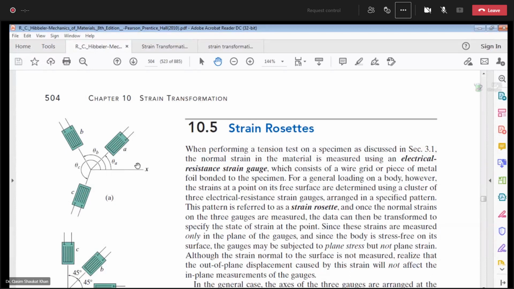This is your horizontal x-axis, or positive x-axis. These are the three strain gauges: gauge A, gauge B, and gauge C. We need to measure these angles with respect to the x-axis, counterclockwise towards A. This is theta A, the angle with respect to the horizontal x-axis. The angle for strain gauge B is theta B, and for strain gauge C with respect to the horizontal x-axis is theta C.